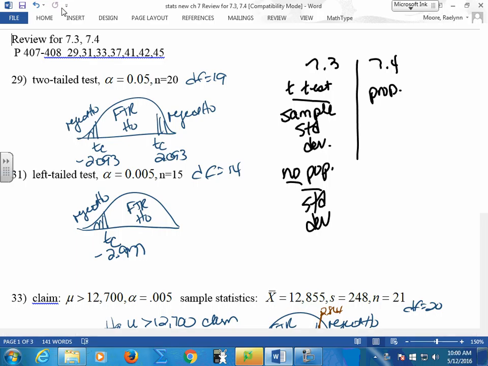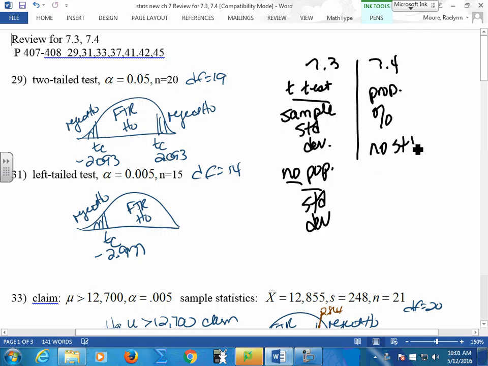So now, how do I identify that it's a proportion? It's a percentage. Somebody gives me a percentage of something. Does it have any standard deviations in it at all that I could use a z-score or a t-score formula? No, standard deviations are not given. All that's given is usually my n and sometimes my x or a percentage, my p hat. So that's how you're going to be able to tell when you take this test.